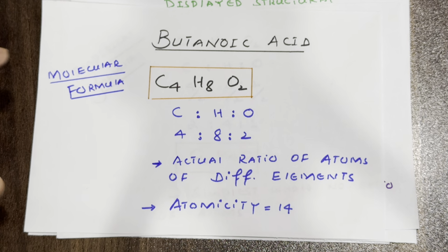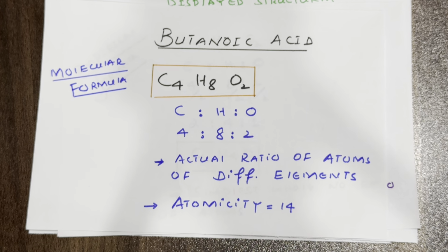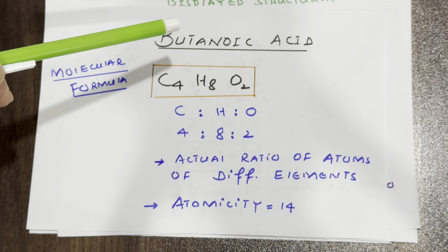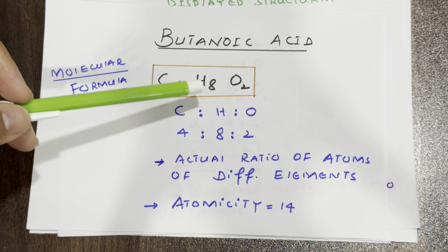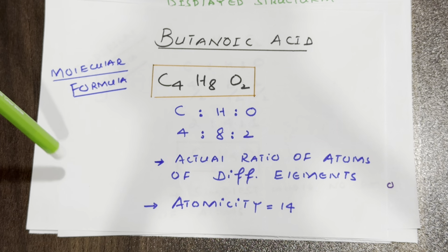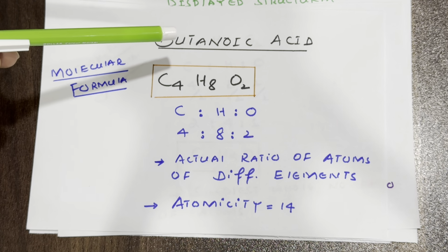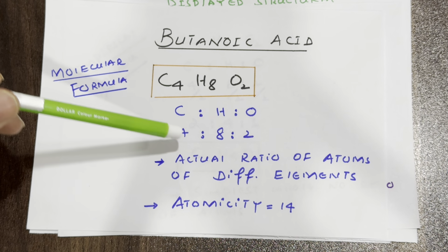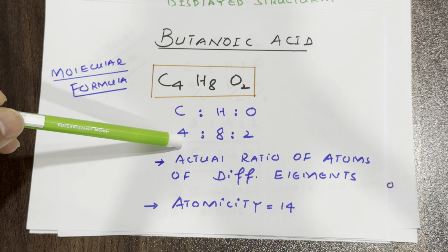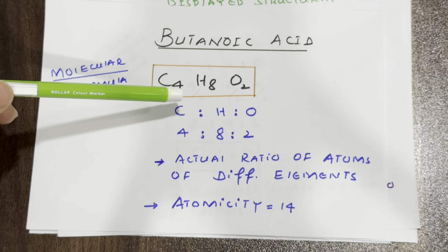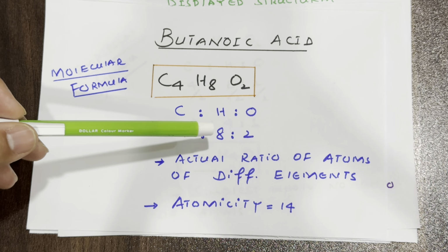The first is the molecular formula. Let us take the example of butanoic acid, which has molecular formula C4H8O2. Now this is the formula which shows that there are 4 carbon atoms, 8 hydrogen atoms and 2 oxygen atoms in butanoic acid. Means the chemical composition of butanoic acid is C4H8O2, which is its molecular formula, and this formula shows the actual ratio between the atoms of the different elements in a compound. Like this formula shows that the actual ratio is 4:8:2.